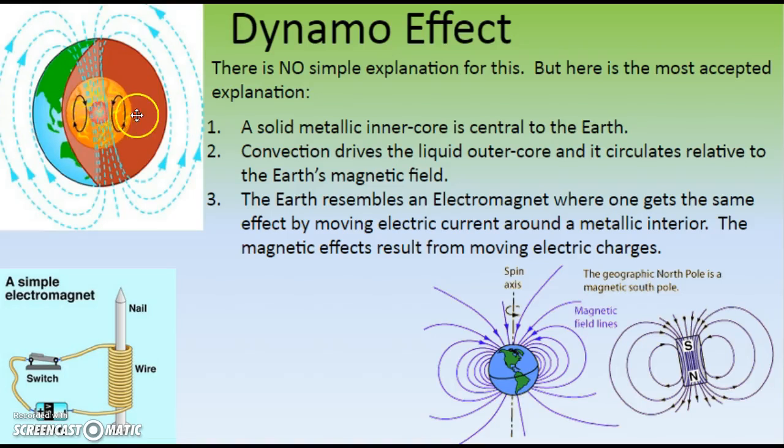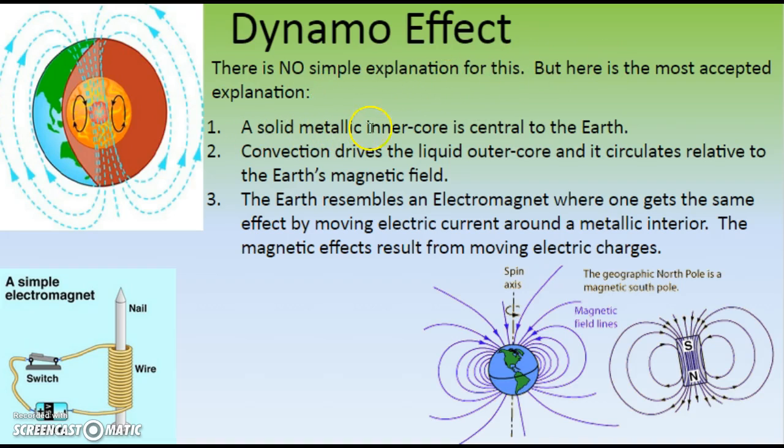So at this point, we should be asking the question, how is the Earth's magnetic field generated? I want you to see that we're focusing on the inner and the outer core. The inner core is a solid sphere of iron, and the outer core is liquid. This liquid outer core has convection currents that are moving charged particles. So there's no simple explanation. I'm going to give you the most accepted and simplest form.